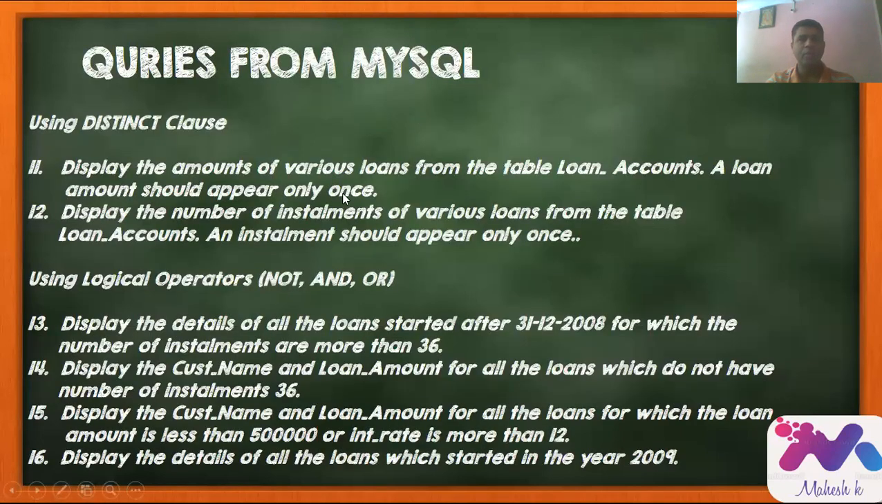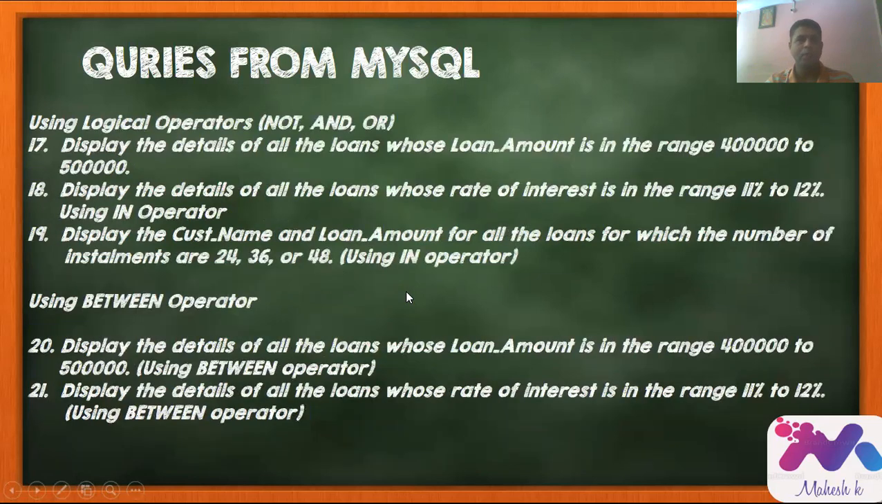I have written all the queries in Notepad along with the answers. The first two questions are to be implemented with DISTINCT, and four questions here, a total of five questions. We are going to use logical operators NOT, AND, OR, in total seven questions under this, and two more questions on the BETWEEN operator, which are almost similar to questions 17 and 18.